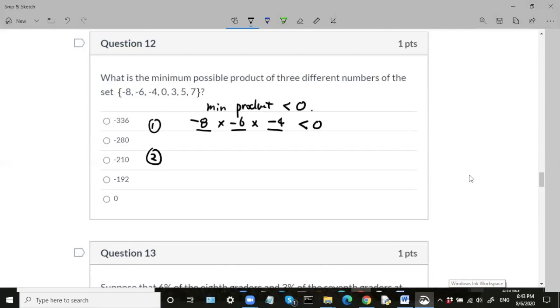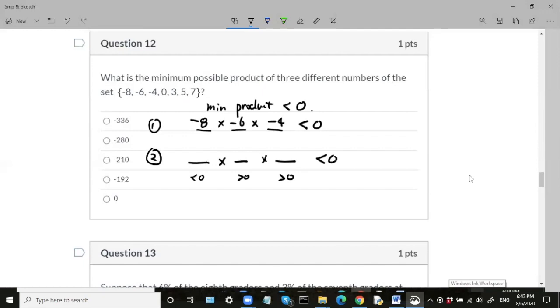And case 2, we have one number that is negative and two numbers that are positive. So one number is less than 0, two numbers are greater than 0. This also will give us a product less than 0. Let's see, we can have negative 8. Let's make this as minimum as possible. So negative 8 times 7 times 5. That also will be a negative number.